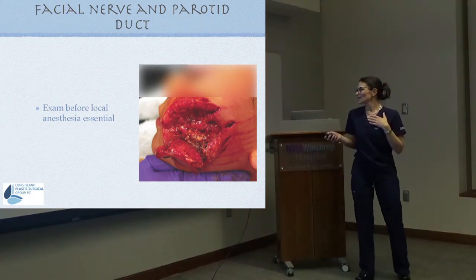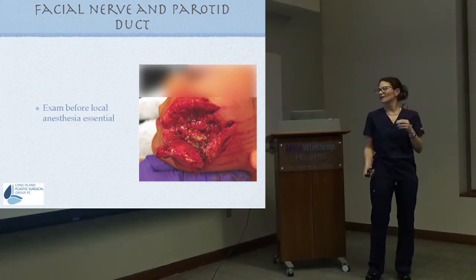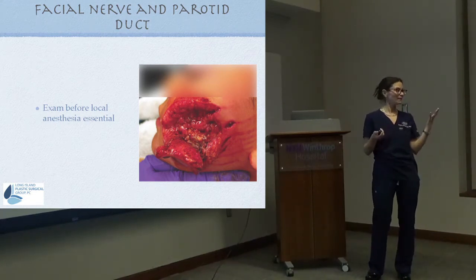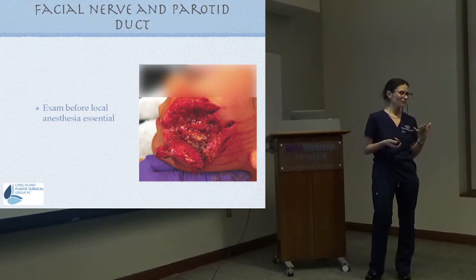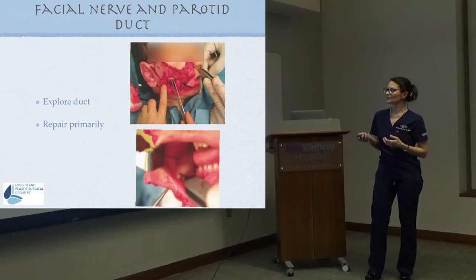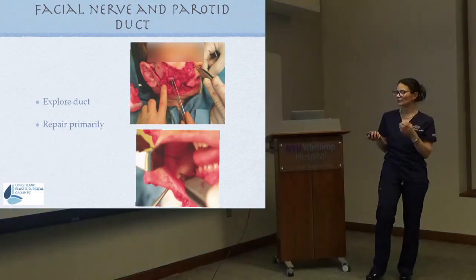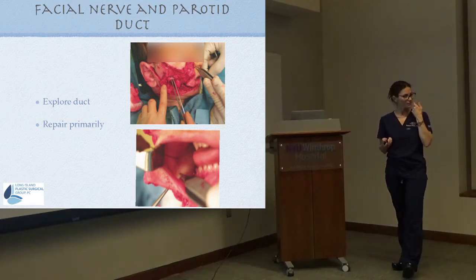So in this area of the face, what do I worry about? Facial nerve, parotid duct, and so I want to get an exam before anybody's injecting any local anesthetic to see if the facial nerve is working. So that's important. So obviously, you know, with a child this age, he's under anesthesia for all of this. You want to explore the duct. The Stenson's duct is right inside the mouth.